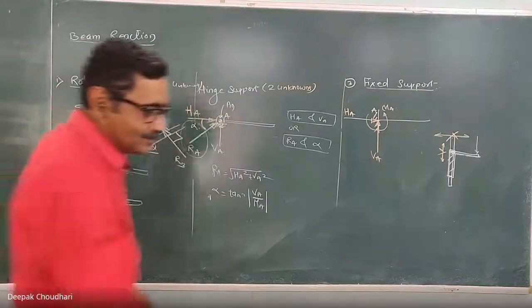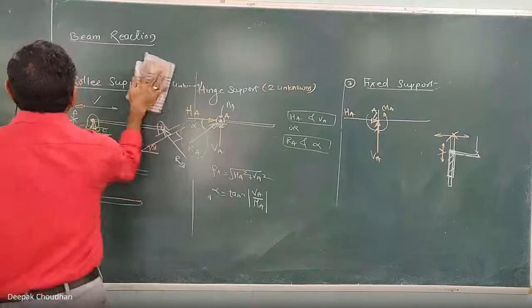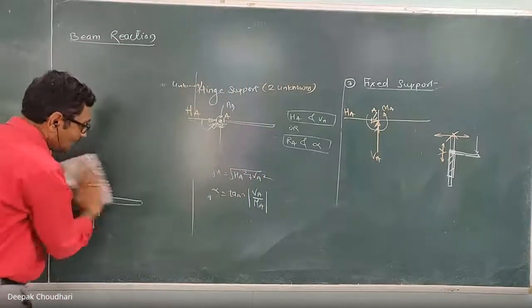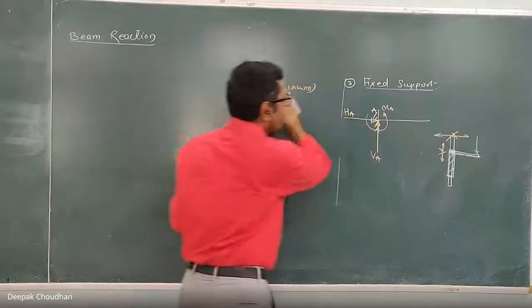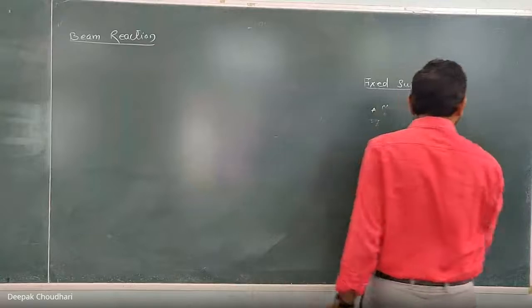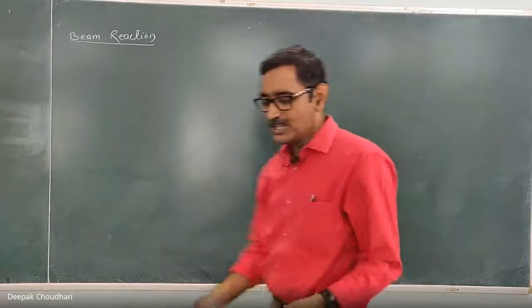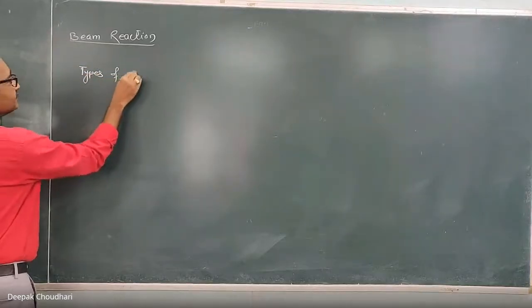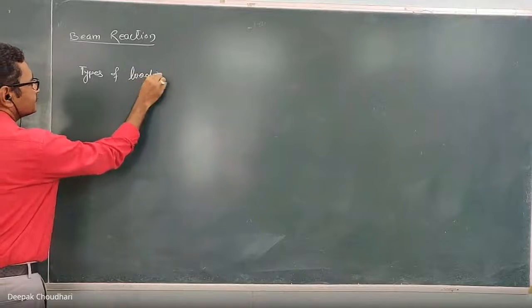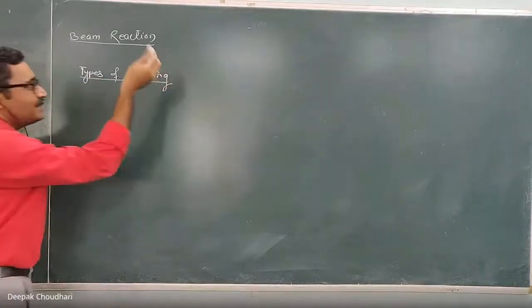Now I'm going to explain the types of loading. Have we covered types of loading, UDL, UVL, in resultant? I don't remember. No, sir. Okay. Now I'm going to tell you the types of loading. Here on this beam, different types of loadings are applied. Which are the different types of loading?